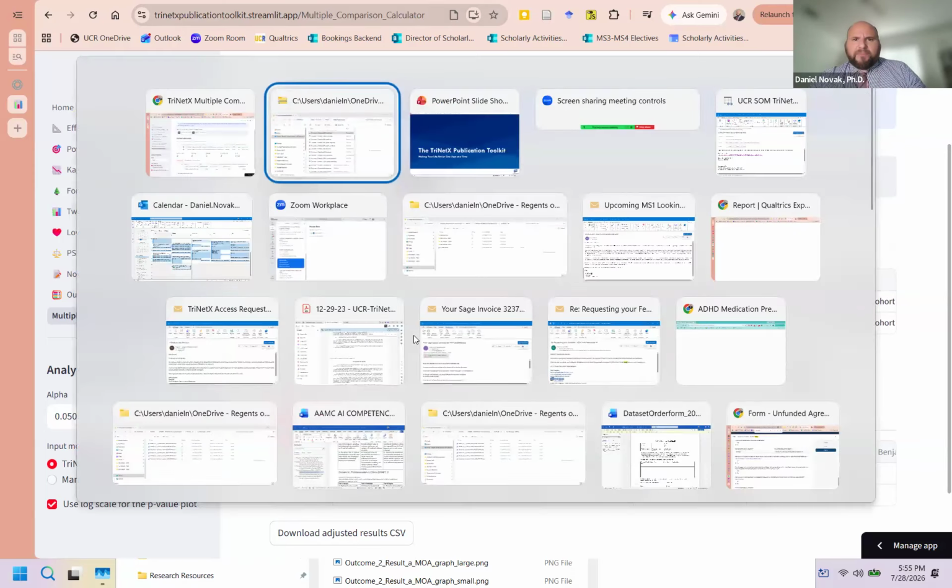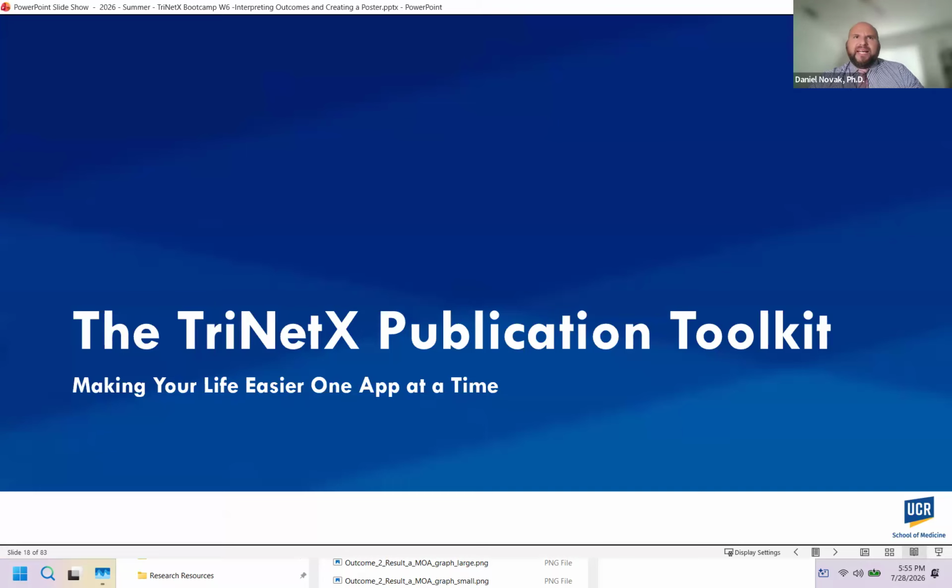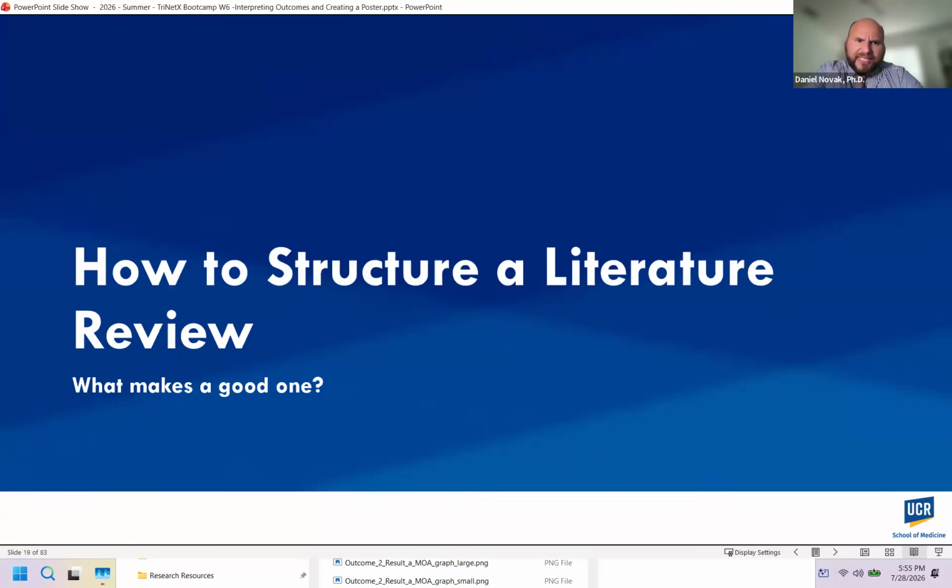So that's a little bit of the updates on the TriNetX publication toolkit. I'm continuing to refine this tool, and I'll be publishing a paper about it in a couple of months with some folks in a special edition of a journal. So, with that said, you can contact me anytime, and I'm happy to help you use it to advance your study.